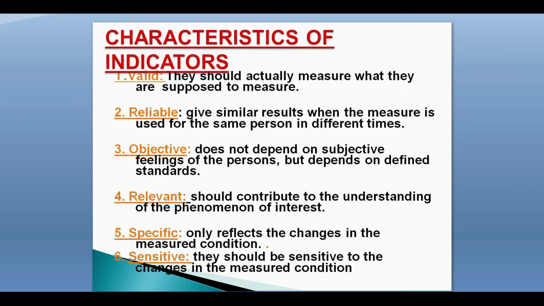What should be the different characteristics of these indicators? These indicators should be valid, that is, they should actually measure what they are intended to measure. They should be reliable: they should give similar results when the measure is used for the same person but in different conditions. Objective: doesn't depend on subjective feelings of a person. Relevant: should contribute to the understanding of the phenomenon of interest. Specific: they should only reflect the changes in the measured condition. They should be sensitive to the change in the measured condition.